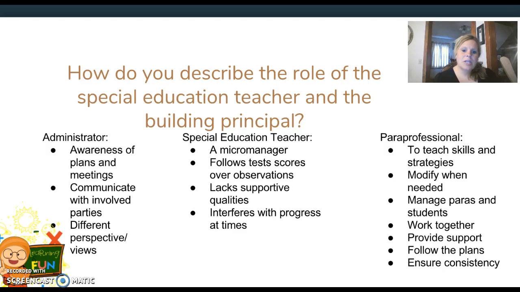While visiting with my special education teacher, they definitely wanted to hit on some things that were very difficult or have been challenging in the past for us: that maybe our administration is a little more into micromanaging and following test scores over observations. At times they are less supportive than they maybe need to be, and it interferes with the progress that these kiddos are making and that these teachers can offer these kiddos. So the role definitely had some different views from each one of these entities as I interviewed them.